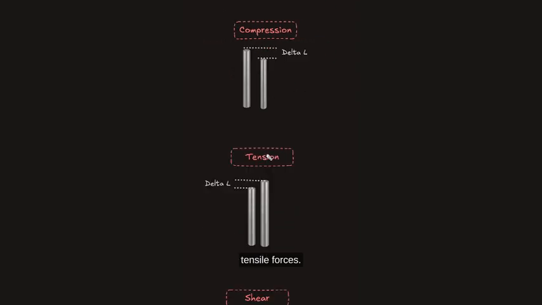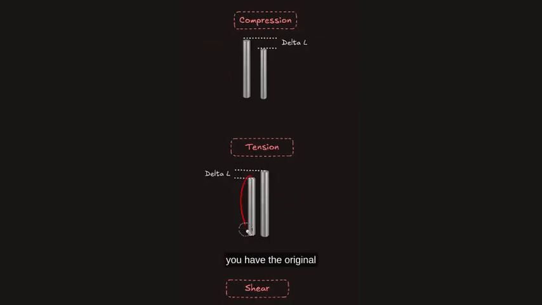Now let's look at tensile forces. In tensile forces, you have the original body, which is here, and this time the load at the top is applied like this, and the load at the bottom is applied like this, meaning the entire rod is getting elongated. In this case, you end up with something like this, and this is delta L. This is the measure of deformation.